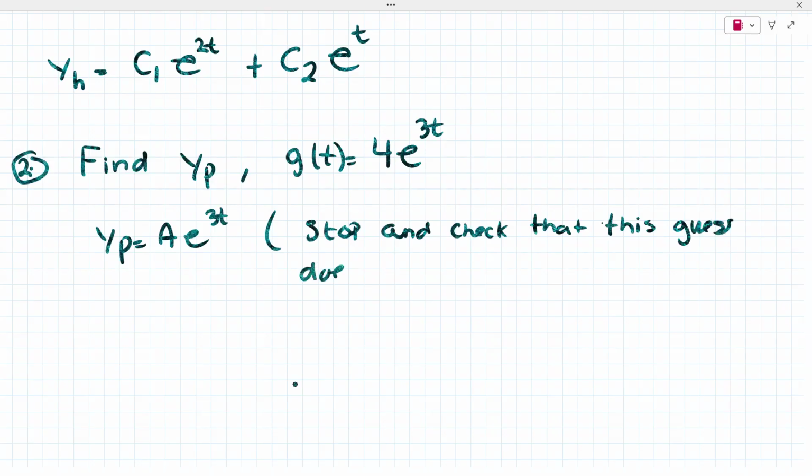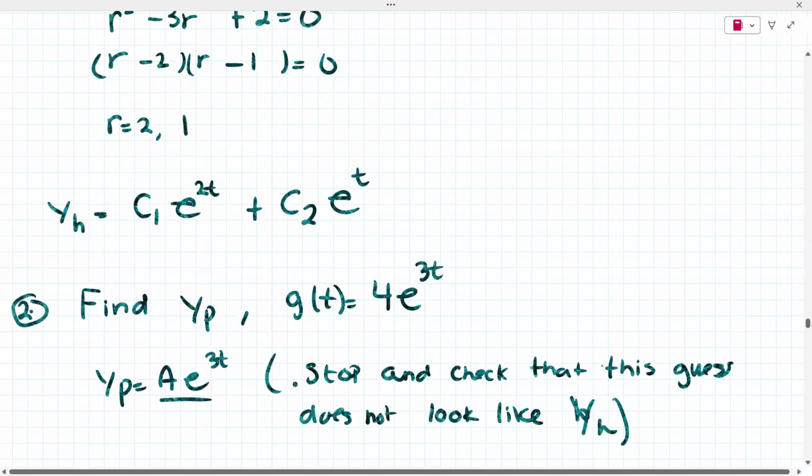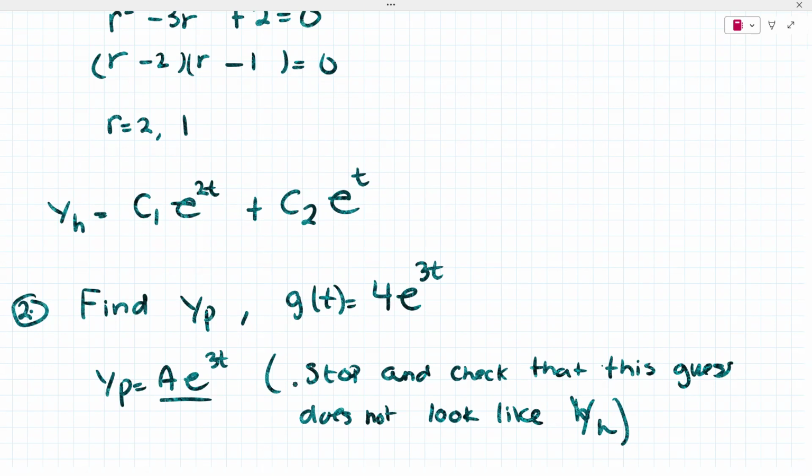Does a of et look like y of h? A little, right? They both have e to the... Wait, do they? No, they don't, because this is e raised to the 3t, and this is e raised to the 2t. So they're not similar in any way. Okay, so we don't have to add an extra t.